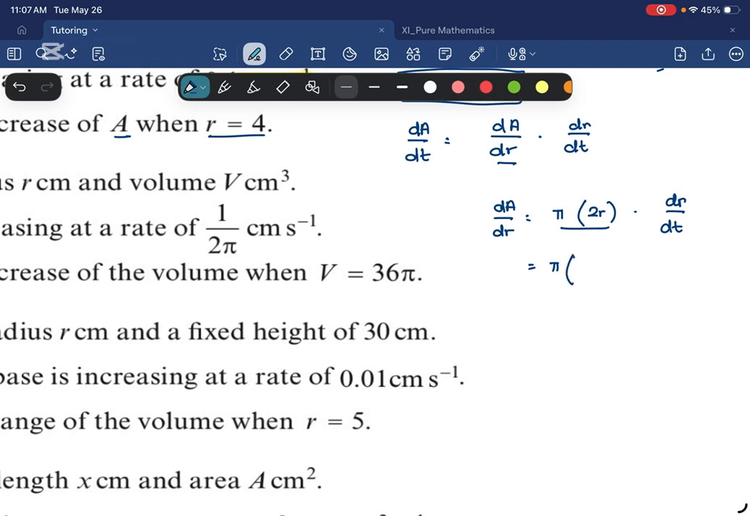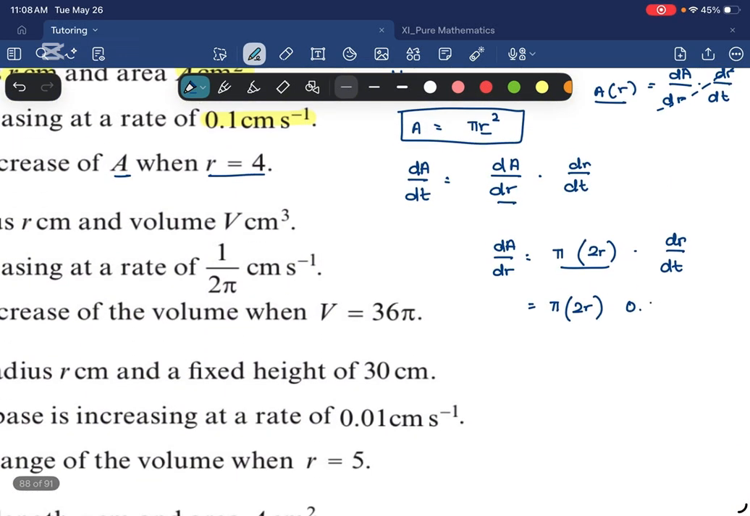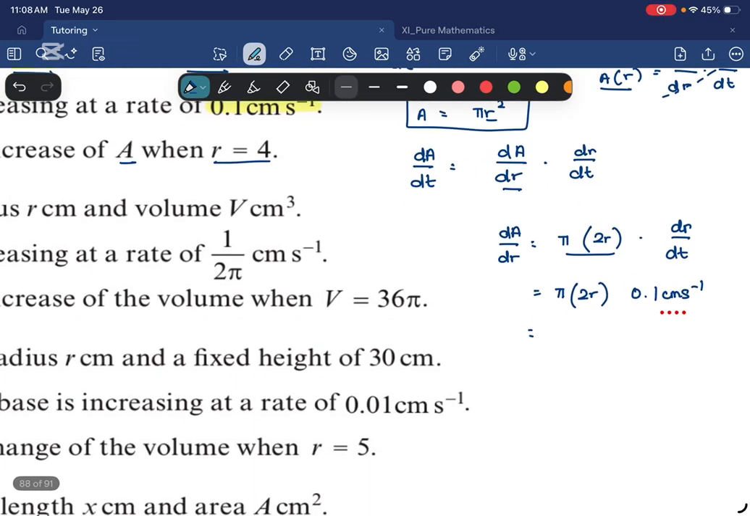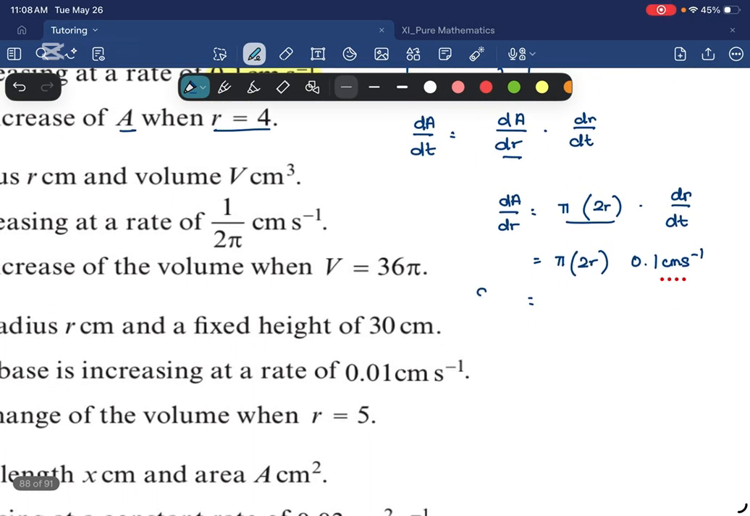So pi times 2r times dr by dt, which is 0.1 centimeters per second. And now we need to find it at r is equal to 4. So just substitute 4 here, and you are going to get 0.8 pi centimeters squared per second. That is going to be your final answer. 0.8 is just 4 over 5, so the answer is 4 over 5 pi centimeters squared per second.